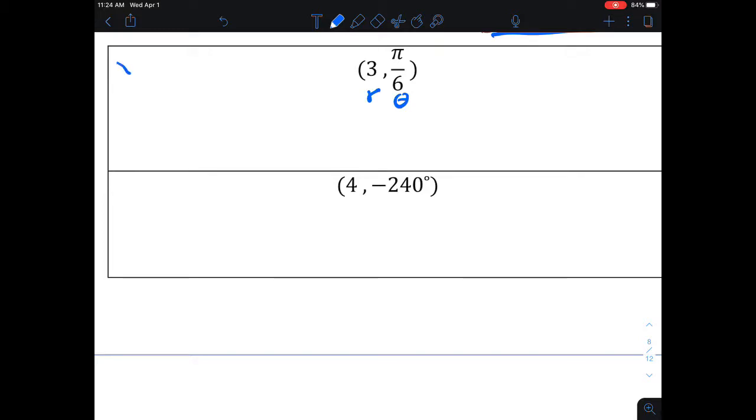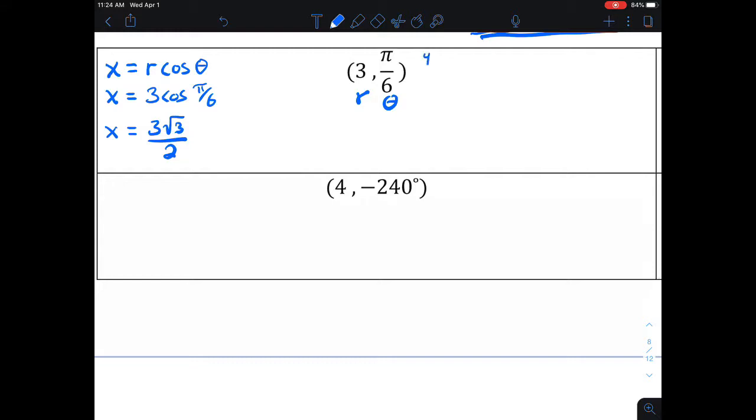Well, our conversion formula says that the rectangular coordinate, or the component of x, is equal to r times cosine of theta. So x, in this case, is going to equal 3 times cosine of pi over 6. Well, cosine of pi over 6 is equal to the square root of 3 over 2, so 3 roots of 3 divided by 2. There's my x component.